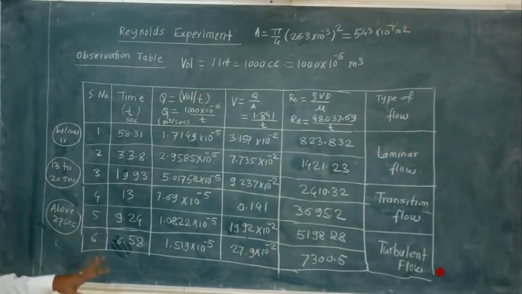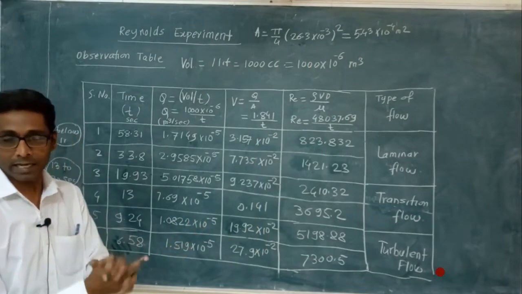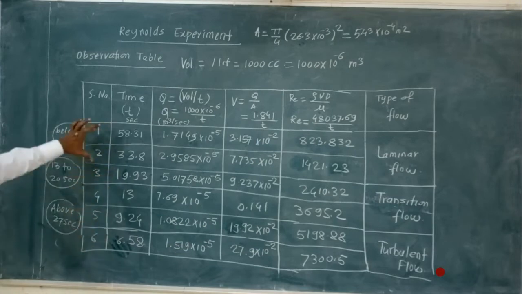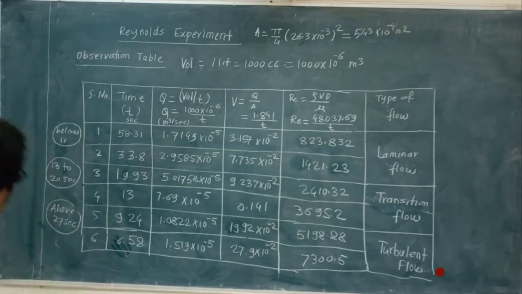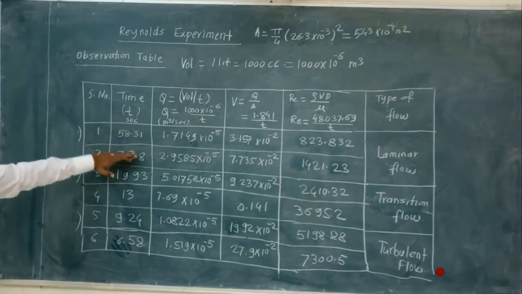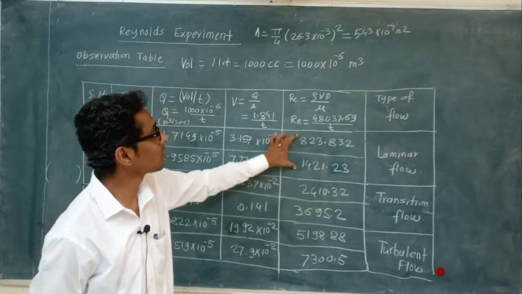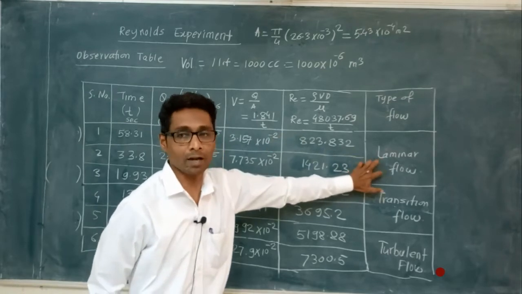As per the practical we conducted, we collected 6 readings for 6 discharges. So we found the times in this way. We can see here, this is laminar flow where we need more time, more than 30 seconds. For this we found the Reynolds number less than 2000. Both values are less than 2000, so the type of flow is laminar flow.